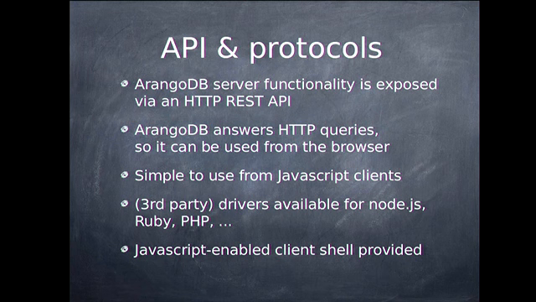So ArangoDB offers all the server functionality as an HTTP REST API. So whenever you talk to the database from the outside, you use an HTTP API. And because everybody is using HTTP, you can even talk to ArangoDB from your browser. So you can fire up a browser and use ArangoDB from your browser because it answers HTTP queries. And everything that's packaged inside these HTTP queries is normally JSON. So it's really easy to connect to ArangoDB because all you need is a browser for the start.